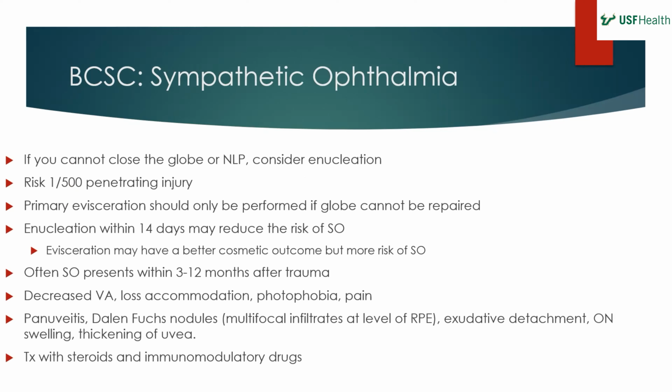Sympathetic ophthalmia: if you can't close the globe or there's no light perception, most of the time patients are offered enucleation, maybe not immediately. Usually I try to just close the globe and talk to them a few days later about it. Some will take you up on that, especially if they're going to be able to get a prosthetic, if they have insurance and resources. But it's not a very high risk, 1 in 500 for penetrating injuries.